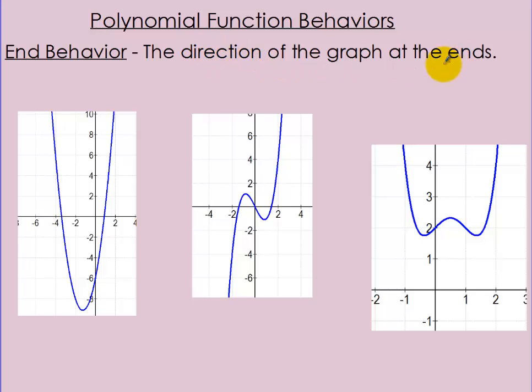It's the direction of the graph at the two ends. So the end behavior on this one is up on the left side and up on the right side. In this case, it is down on the left side and up on the right side. And in this case, they're both up again. So end behavior is just the way the graph goes at the two ends, in the negative side and the positive side. Which direction is it going? Usually going up forever or going down forever.